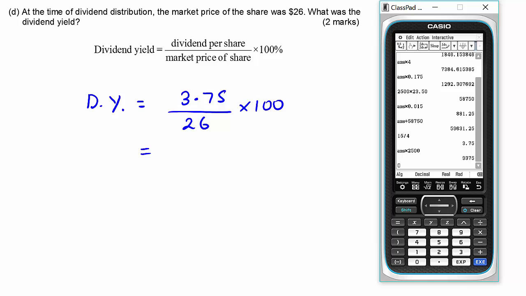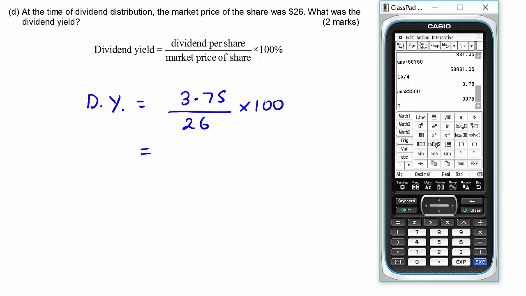So what do we have? We have 3.75 over 26 multiplied by 100, 14.42%.